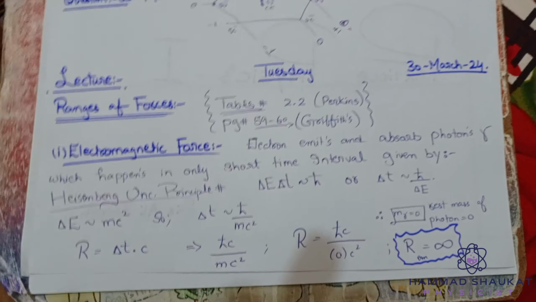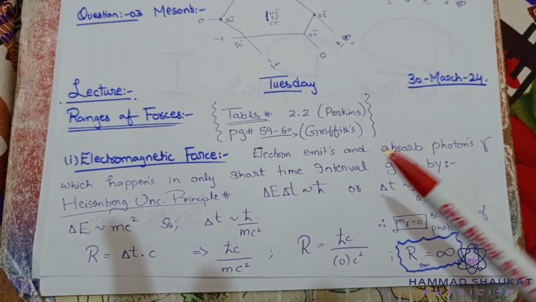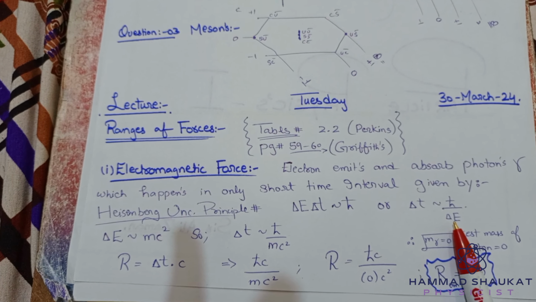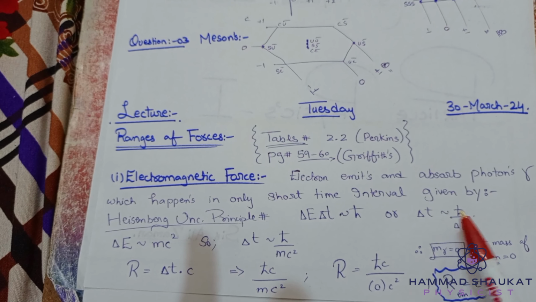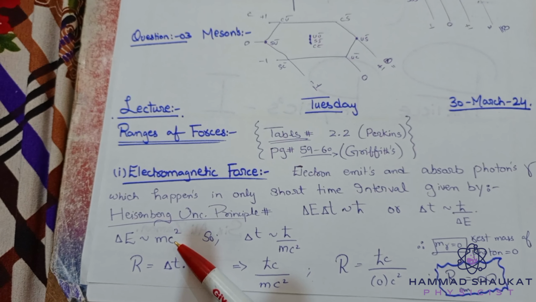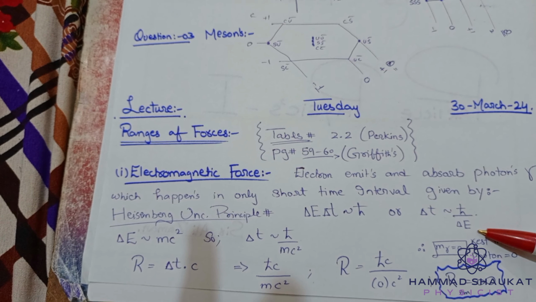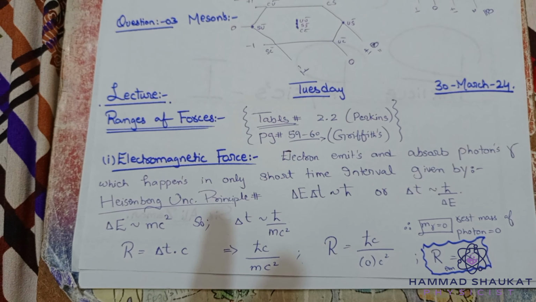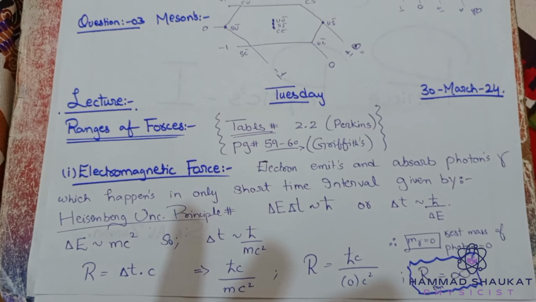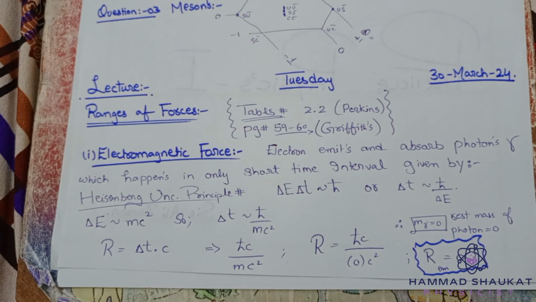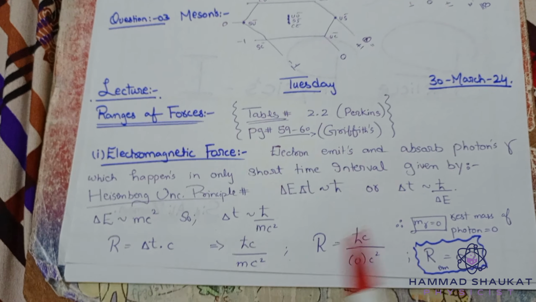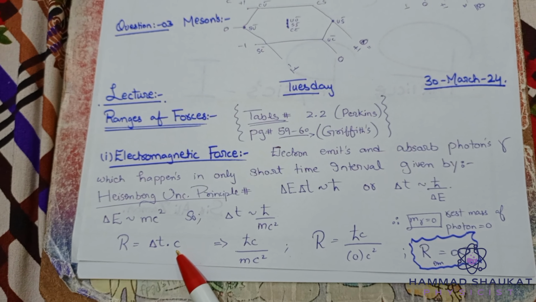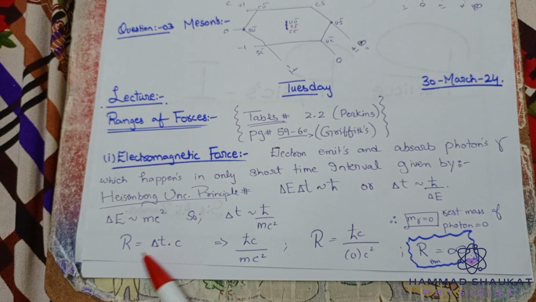The Heisenberg uncertainty principle is basically this: delta E delta t equals h cut. If you move E to the other side, it becomes like this. Now you just have to put the value of E, which by Einstein's relation is E equals mc square. Because we have to find the range of forces, we know what range basically is: range is the distance covered. In classical physics, distance s equals vt. In particle physics, this is our range, the distance, and we take the speed of light, so it equals ct.